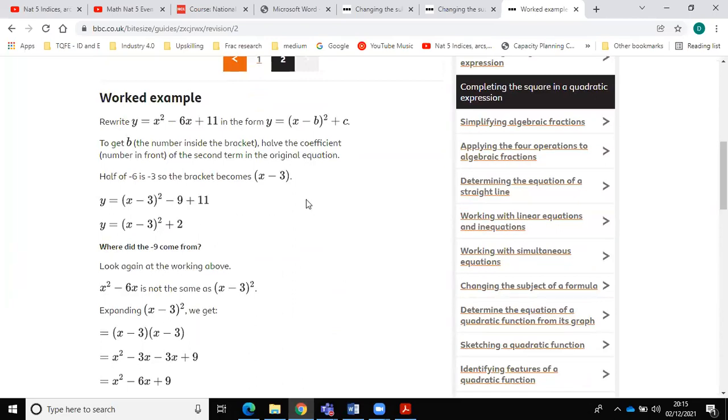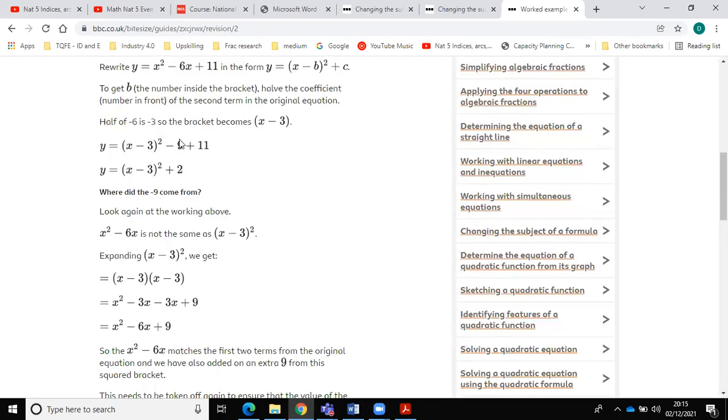So let's just work through it. To get b, the number inside the bracket, half the coefficient, so that's what we were doing, the second term of the original equation. Okay, so half of minus 6 becomes minus 3. That's the exact same as what we did. So to get b, the number inside the bracket, half the coefficient, the number in front, the second term in the original equation.